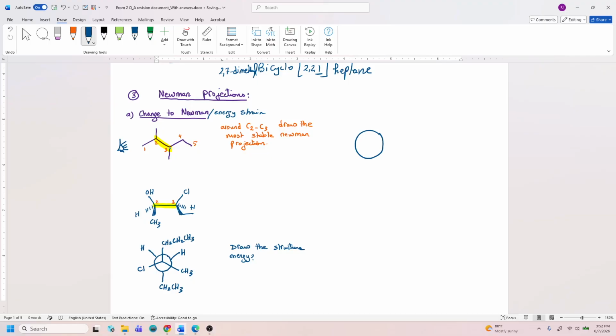And then from the staggered, you can simply rotate and get your most stable Newman conformation. On carbon number two, which is the first one that I see, what is on carbon number two? As I see it, I draw it.